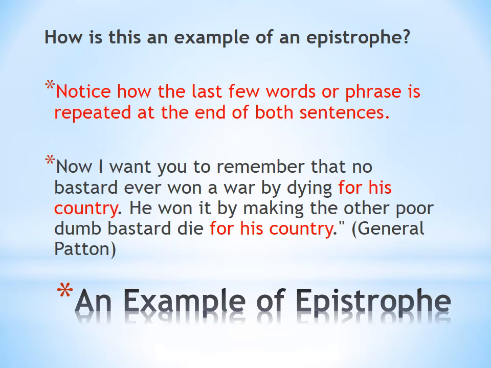Another example, the last few words or phrases are repeated at the end of both sentences. I want you to remember that no bastard ever won a war by dying for his country. He won it by making the other poor dumb bastard die for his country. For his country, for his country. Patriotism is the theme that's being echoed here. And what do you do for patriotism? You don't die for his country, you make the other person die.